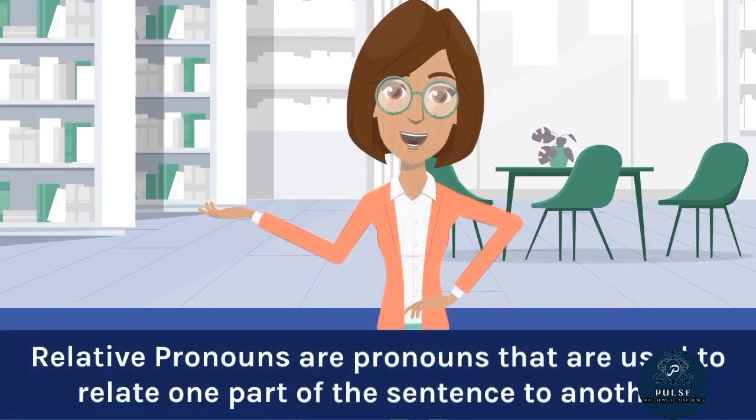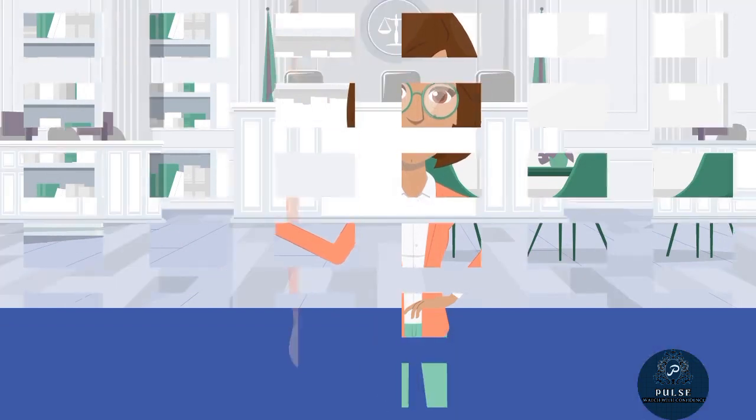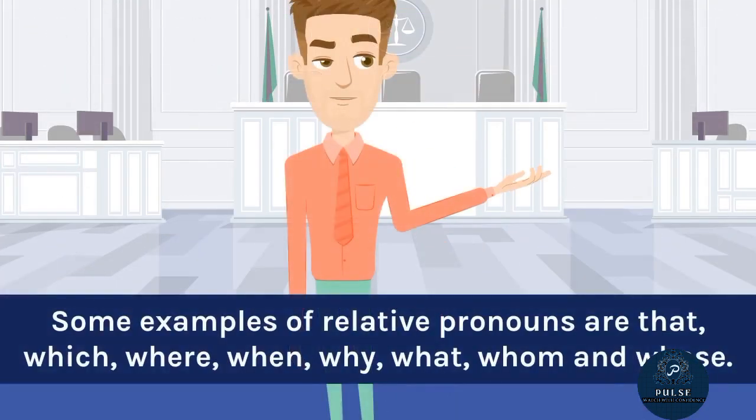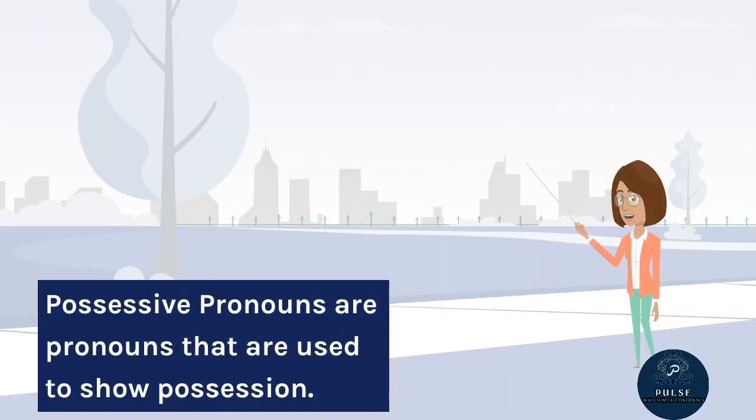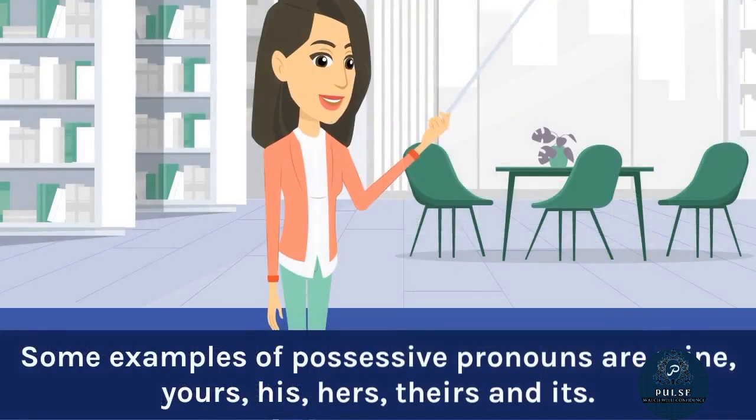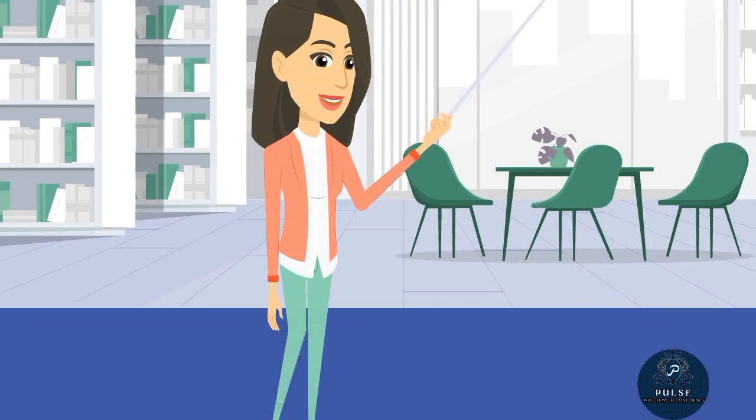Relative pronouns are pronouns that are used to relate one part of the sentence to another. Some examples of relative pronouns are that, which, where, when, why, what, whom and whose. Possessive pronouns are pronouns that are used to show possession. Some examples of possessive pronouns are mine, yours, his, hers, theirs and its.